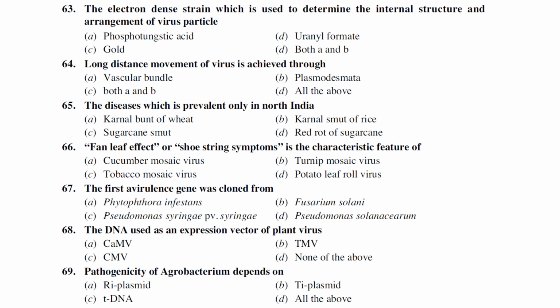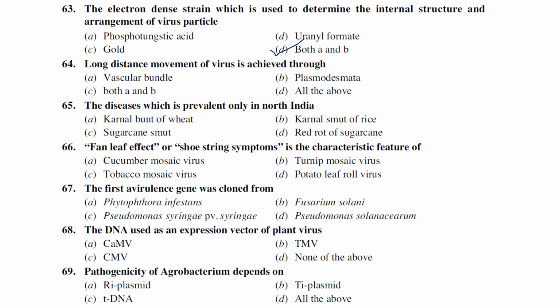The electron dense stain, which is used to determine the internal structures and arrangement of virus particles: phosphotungstic acid, uranyl formate, gold, both A and B. So the answer is both A and B. This is phosphotungstic acid and uranyl formate. So both can be used to determine the internal structures of virus particles.